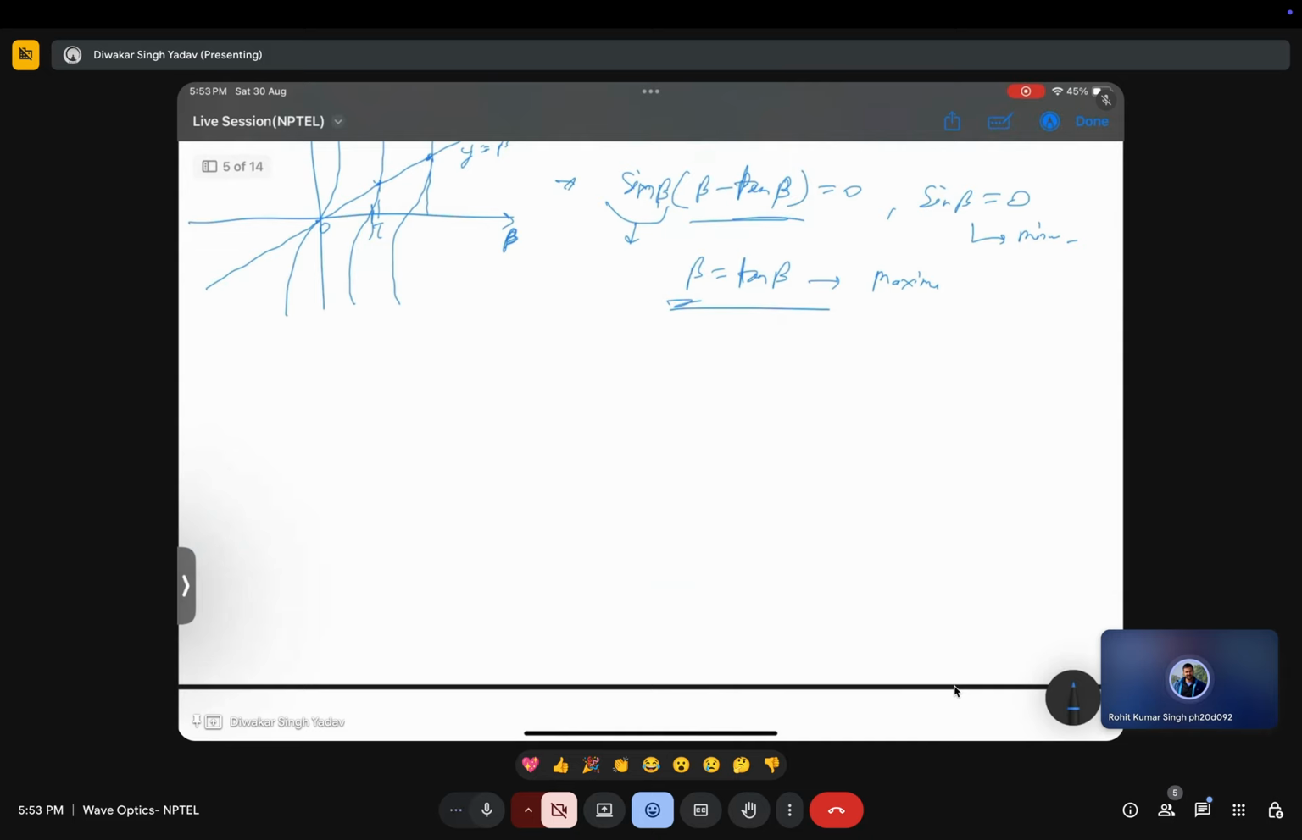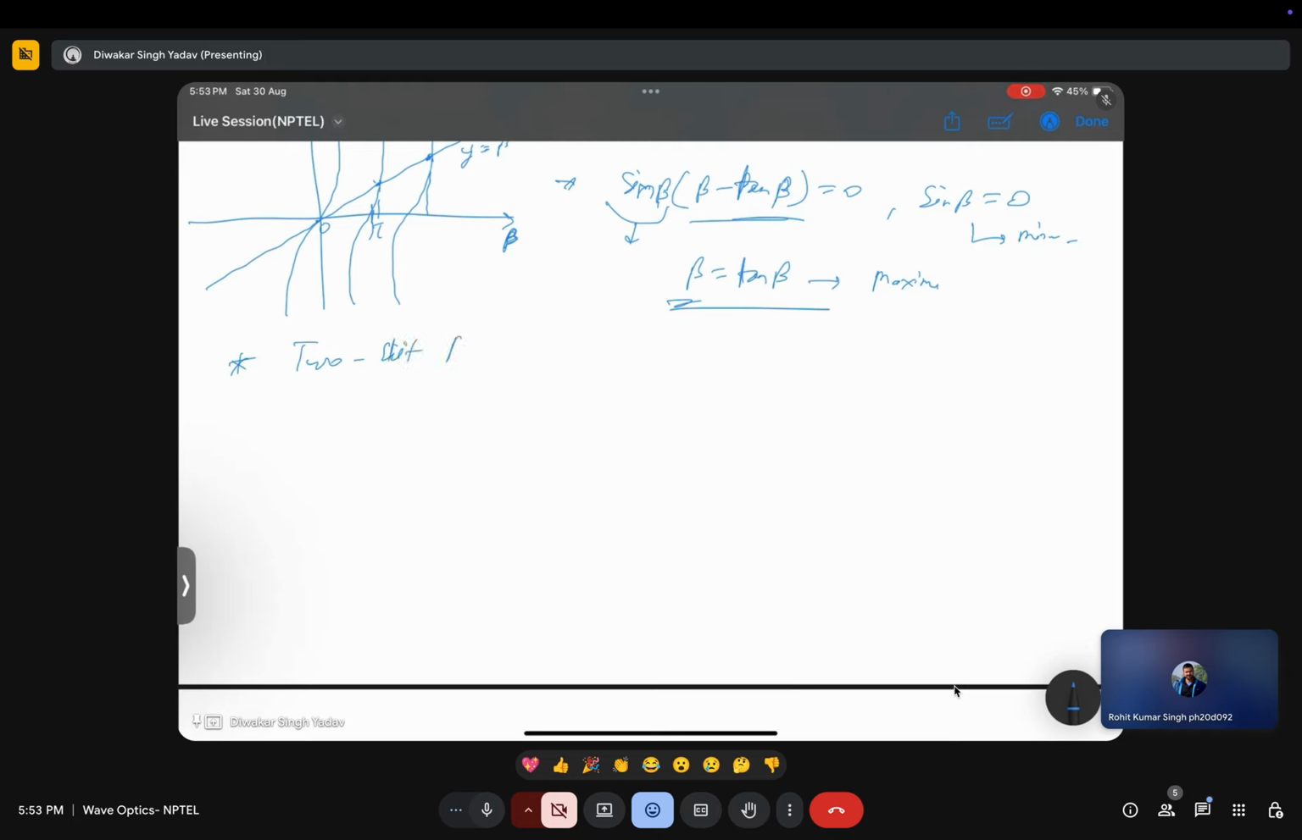There is one very small topic. I want to also discuss the two slit Fraunhofer diffraction. Should we discuss that, or should we go to solve some problems? What do you say? Yeah, we can discuss that. Okay, then let's discuss very briefly.